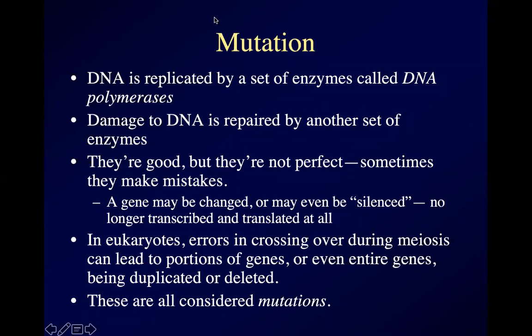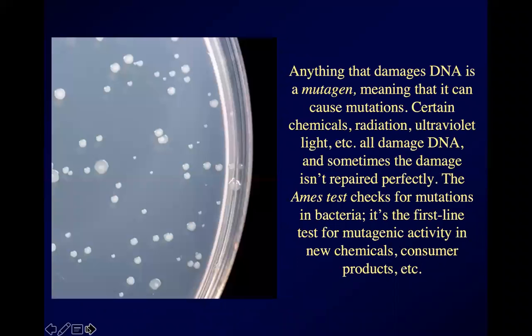You can also have, because of crossing over errors in meiosis, portions of genes or even entire genes that can get deleted or that can be duplicated. And all of these are what we consider mutations, changes in the order of DNA bases. And anything that damages DNA, we call a mutagen, because it's capable of causing mutations. And there's lots of things that will damage DNA.